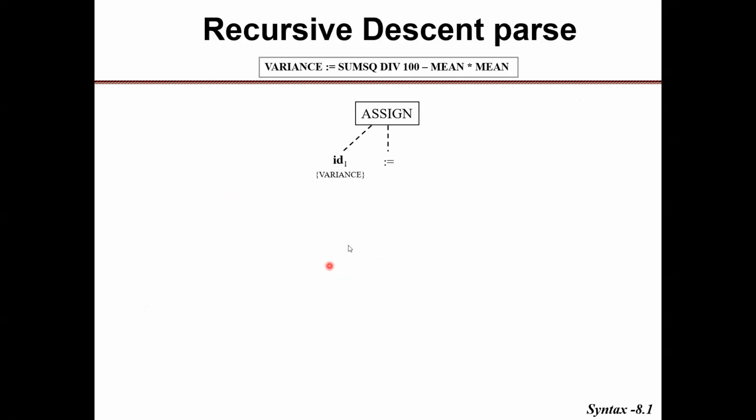Okay, so recursive descent parsing then. Let's take a look at this example here, where using the Pascal syntax we have a variable variance set to some variable sum square, reserved word div, a decimal value 100, minus a variable mean times variable mean. Okay, so that's very explicit. I stated it very explicitly like that so we can follow along and understand this.